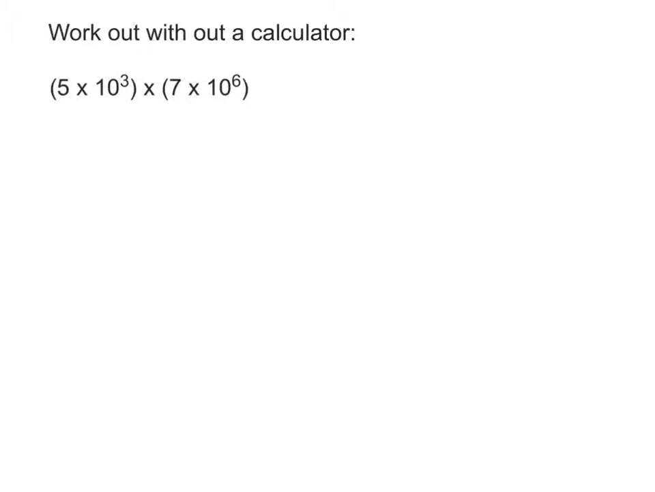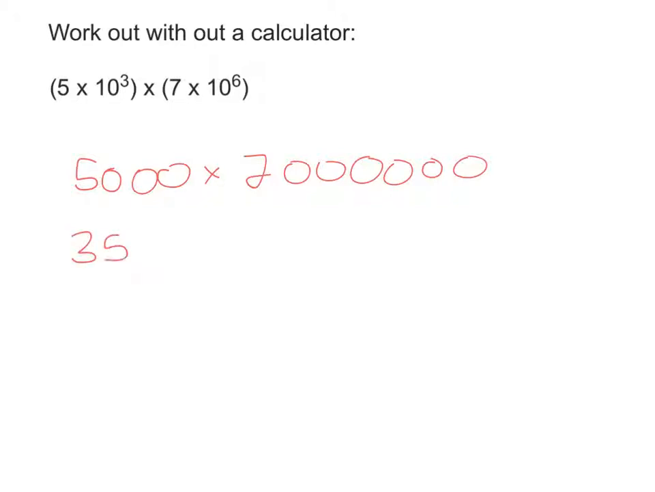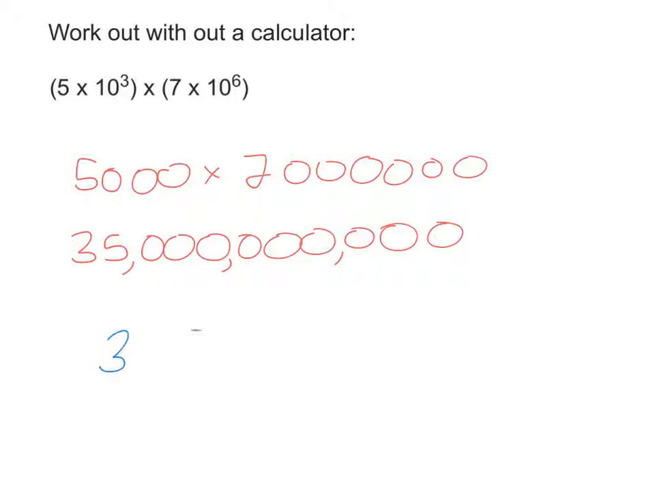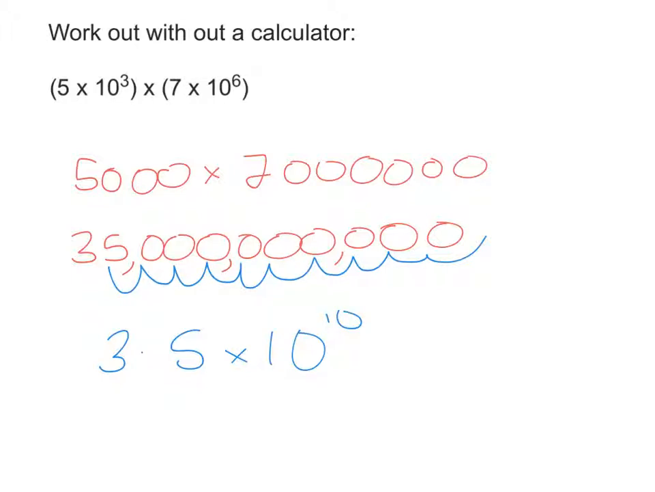So the first one, 5 times 10 to the power of 3 is 5,000. And 7 times 10 to the power of 6 is 7 million. Times them together, that's going to be 35. Let me put some commas in to help me. So that's 35 billion. And then we're going to turn that to standard form by doing 3.5 times 10 to the power of 1, 2, 3, 4, 5, 6, 7, 8, 9, 10. Okay, and that's my final answer.